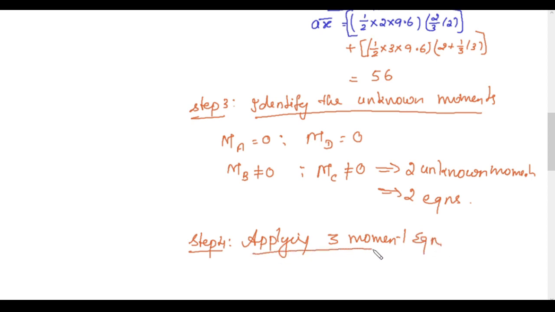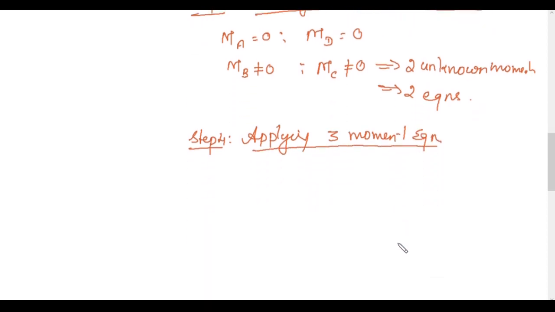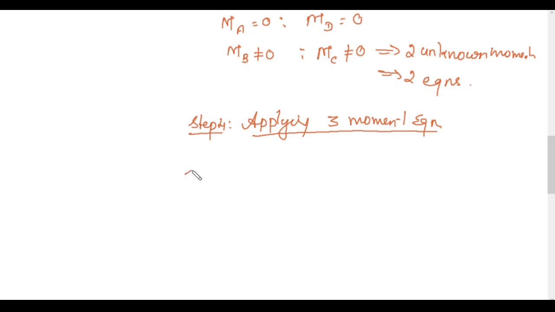For applying the three moment equations, we can apply it for only two spans at a time. So, first of all, we are considering the span AB, BC. While considering the span AB, BC, we will write the three moment equation first.